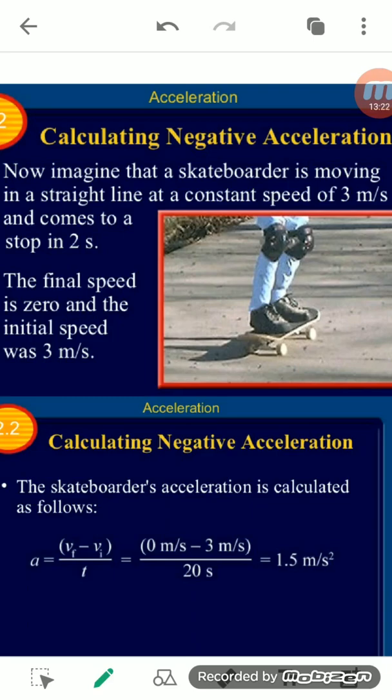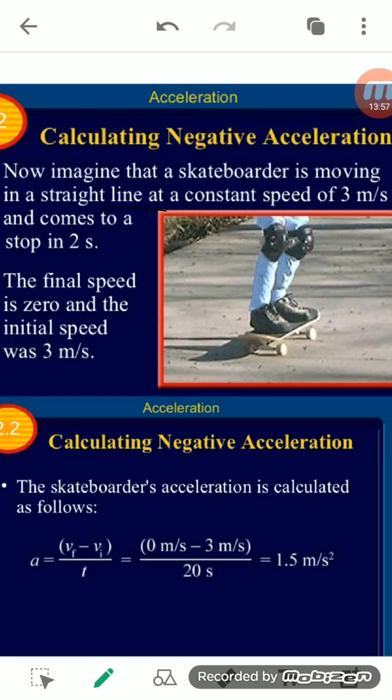Imagine a skateboarder moving in a straight line. Moving in a straight line tells us the direction, and speed is there, so it determines the velocity. Suppose he is moving in a straight line at a constant speed of 3 meter per second, and he comes to rest, or comes to a stop, after that in 2 seconds.